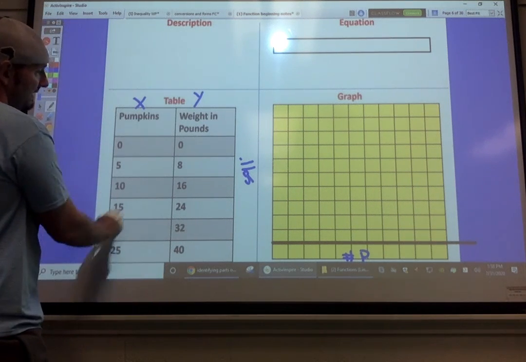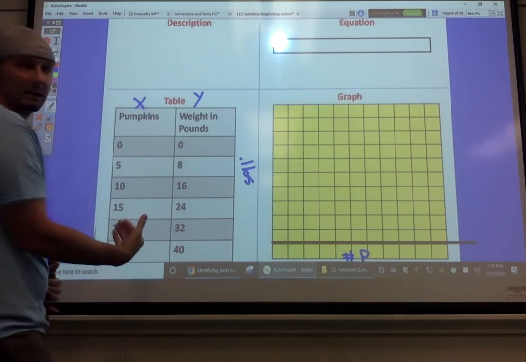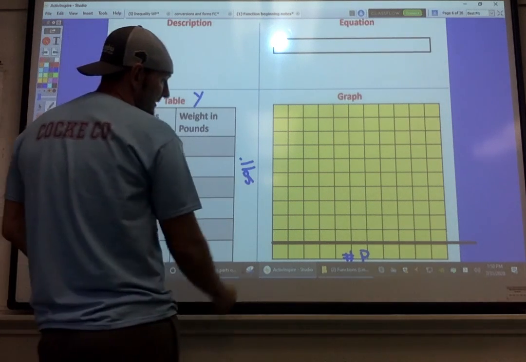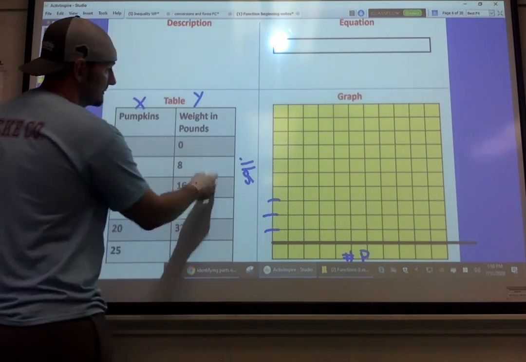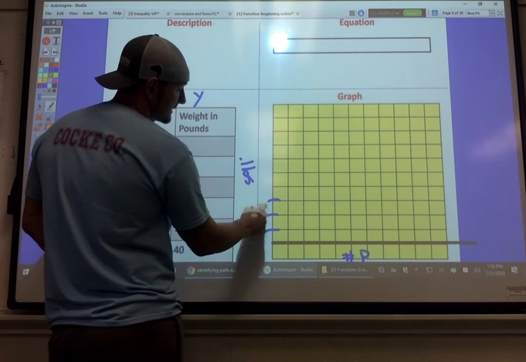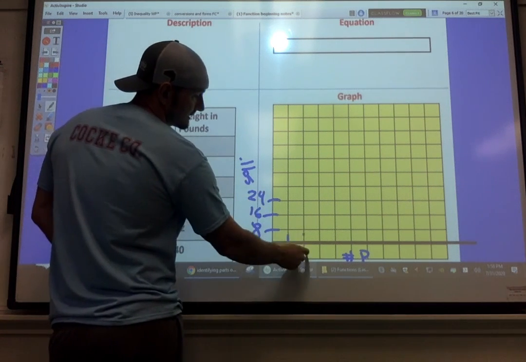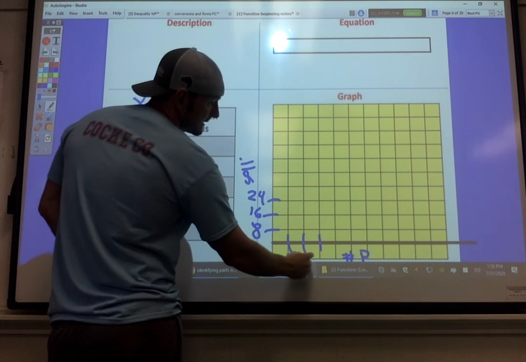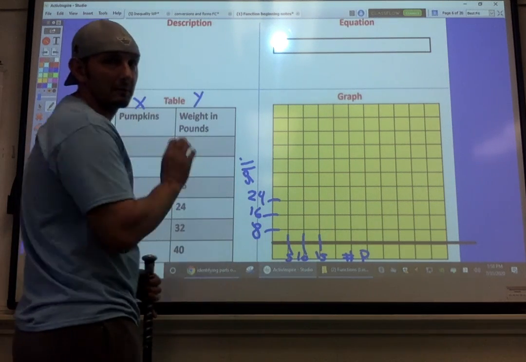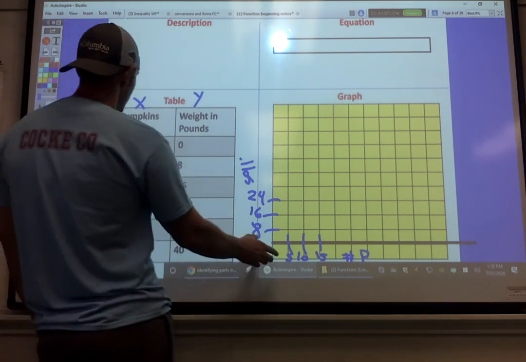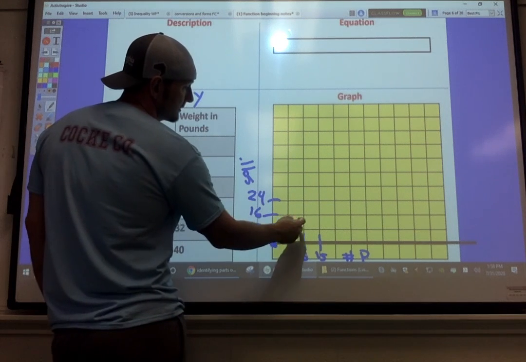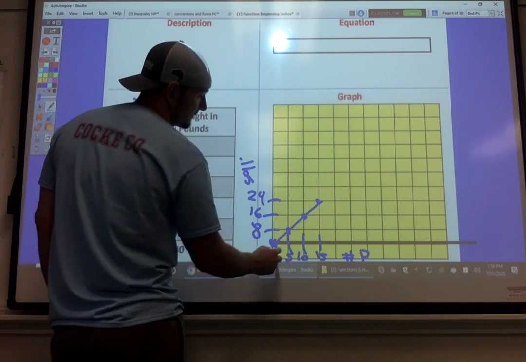This is going by 5s. This is going by 8s. So I can just make that my scale over here. My pounds are going up by 8, so I'm going to go 8, 16, 24, and 5, 10, 15. They normally don't do that, but I'm limited here, so that's what I'm going to do. All I got to do is put those points. It's going to look like a perfect straight line forever and ever.